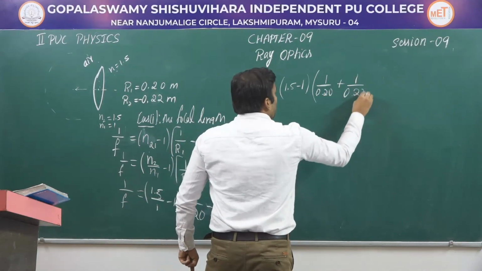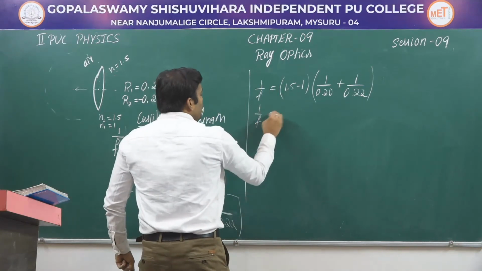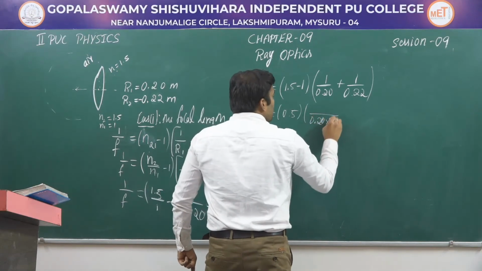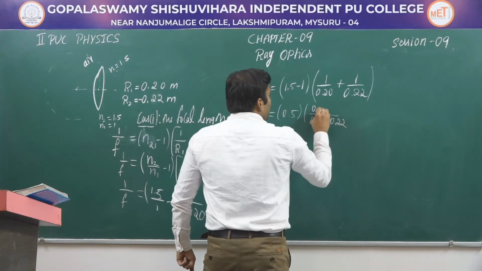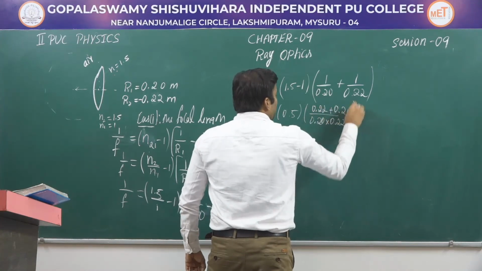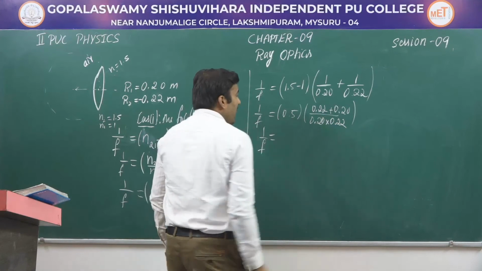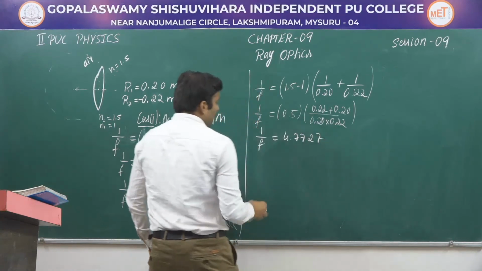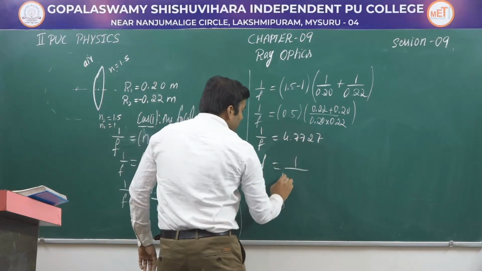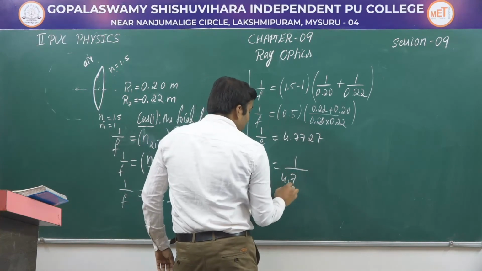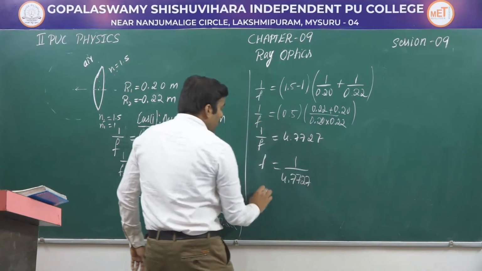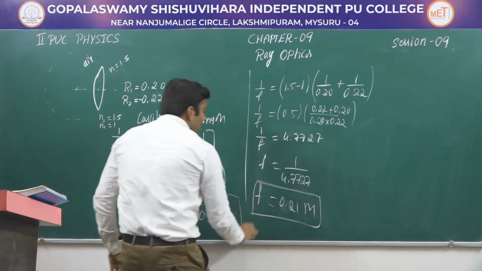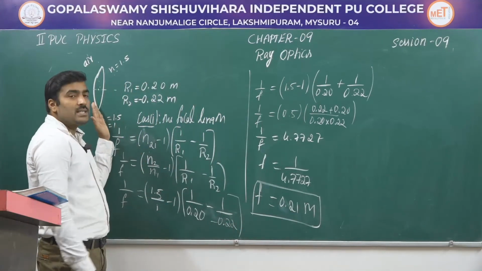1 by 0.22. Now if I do this calculation, this is 0.5 into 0.22 plus 0.20 in the numerator, over 0.20 into 0.22. If I find this value, what I will get is 1 by f is equal to 4.7727. And if I want f, I can reciprocate this. So 1 by 4.7727 will be equal to 0.21 meter. So we got the value of focal length when the lens is placed in air.